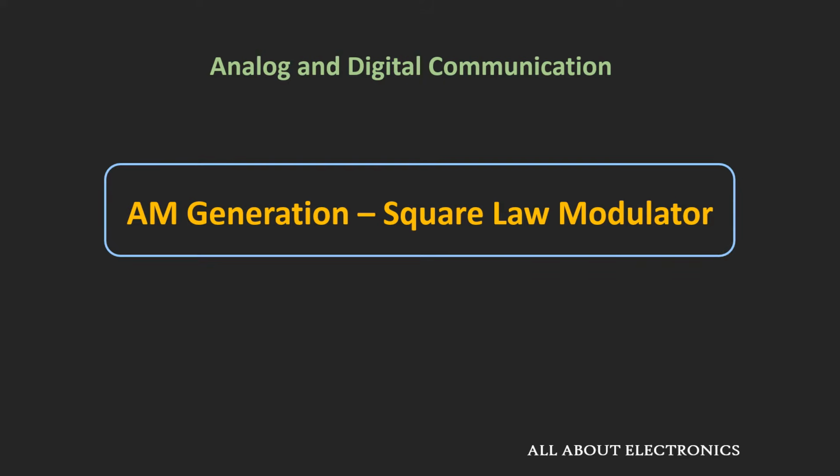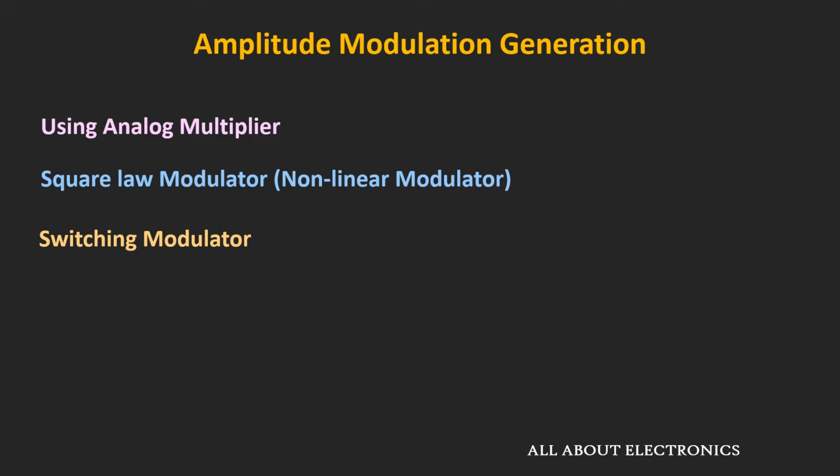So if you have followed the previous videos, then we have discussed the various aspects of amplitude modulation. So in this video, we will see the different techniques for generating this AM wave. Now there are three different ways by which we can generate this AM wave.